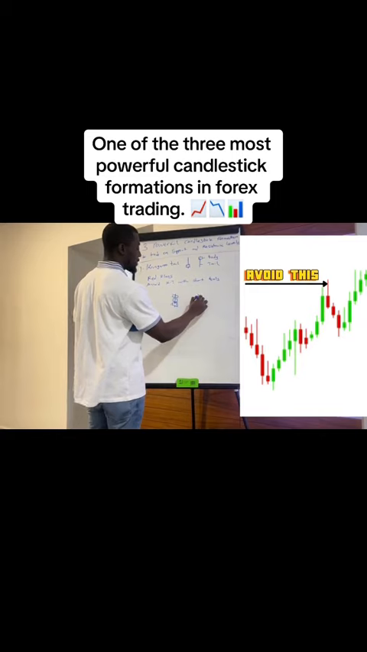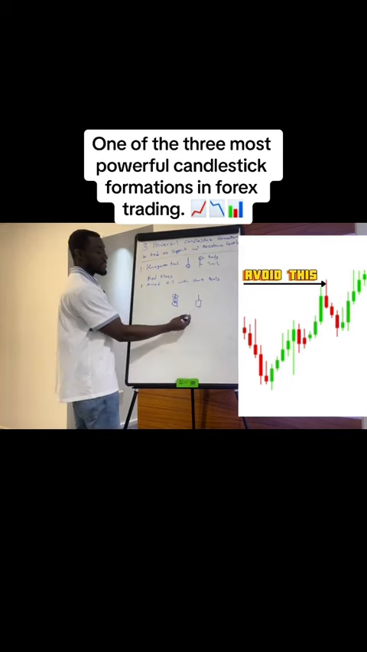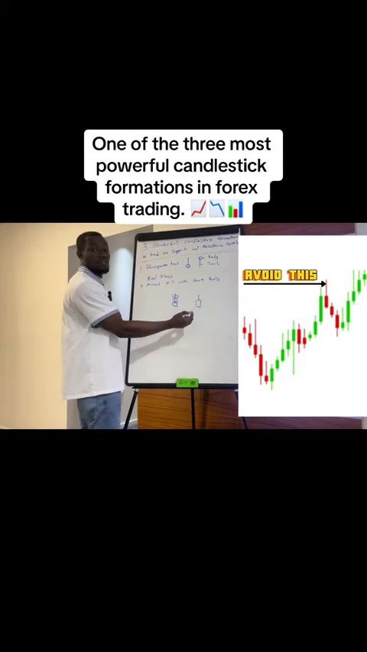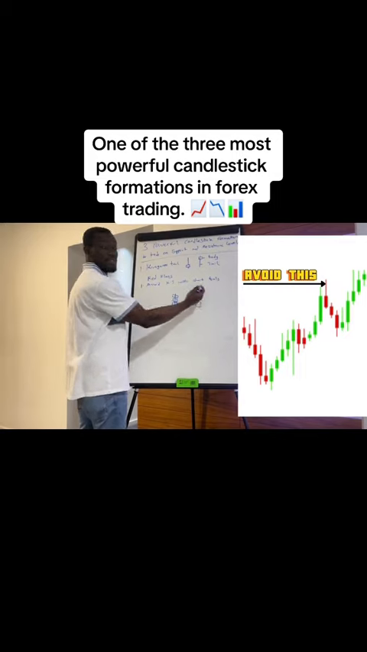So if you see something like this on a support or resistance, this is not a valid kangaroo tail, so you should avoid it, because the body is not twice the tail.